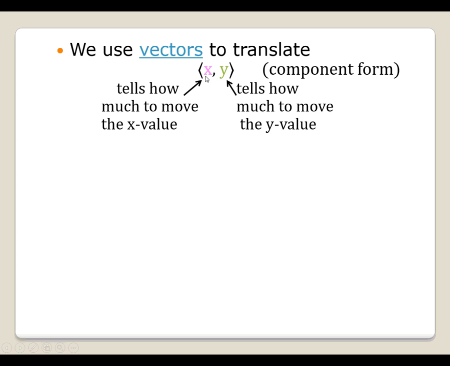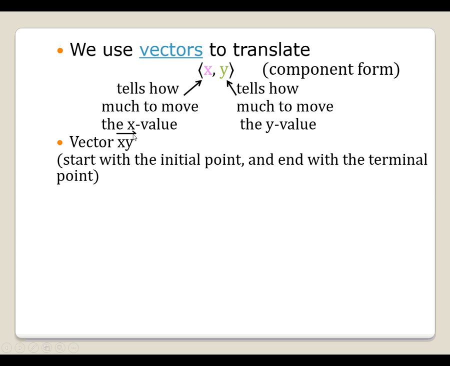The first value tells you how much to move the x value, either left or right. And the second value tells you how much to move the y value, either up or down. So it kind of tells you which direction and how far to move your original point. So again, it moves with a magnitude and a direction. And this is called the component form of a vector, which later on, when you get higher up in math, you'll learn about different forms to represent a vector. But you'll learn about that later.